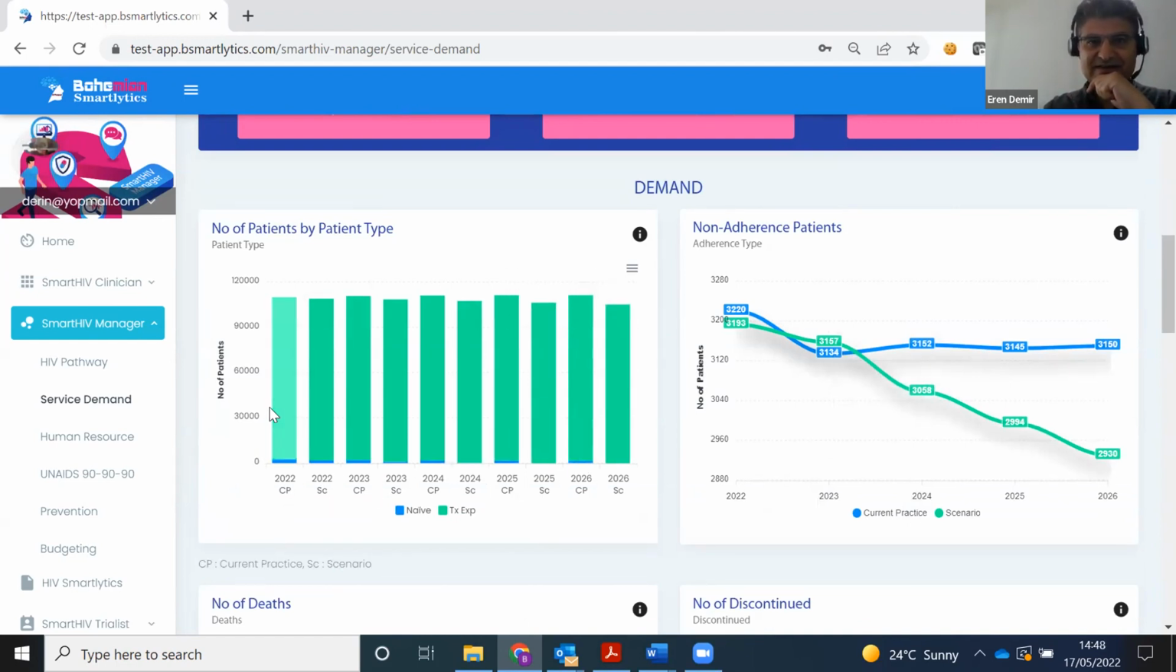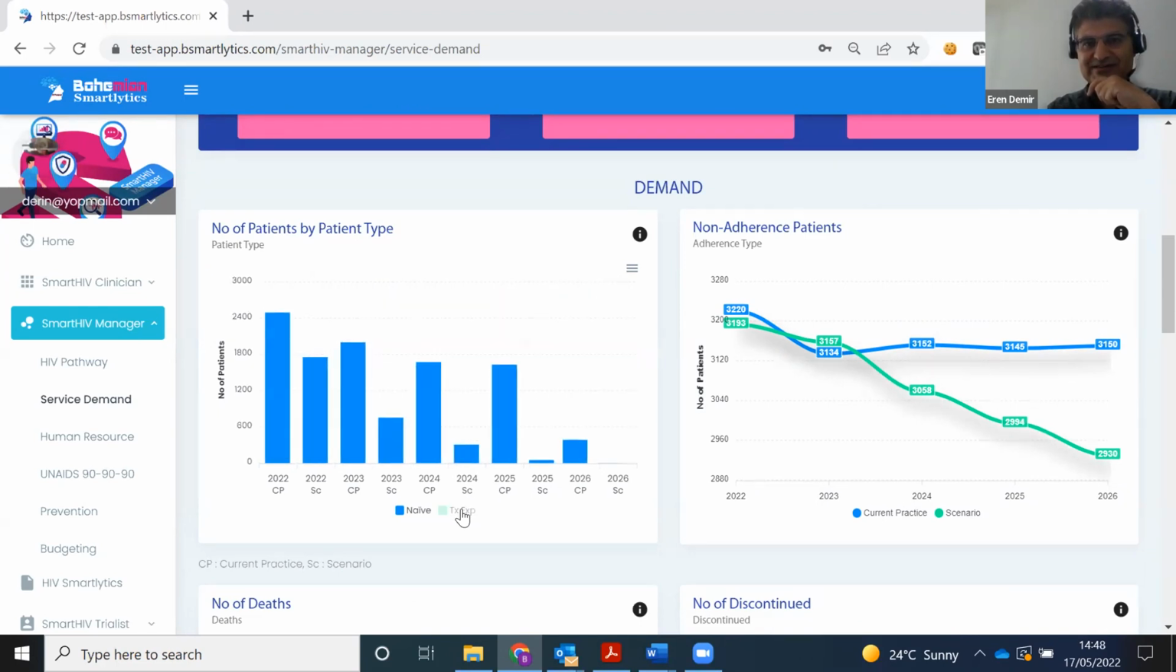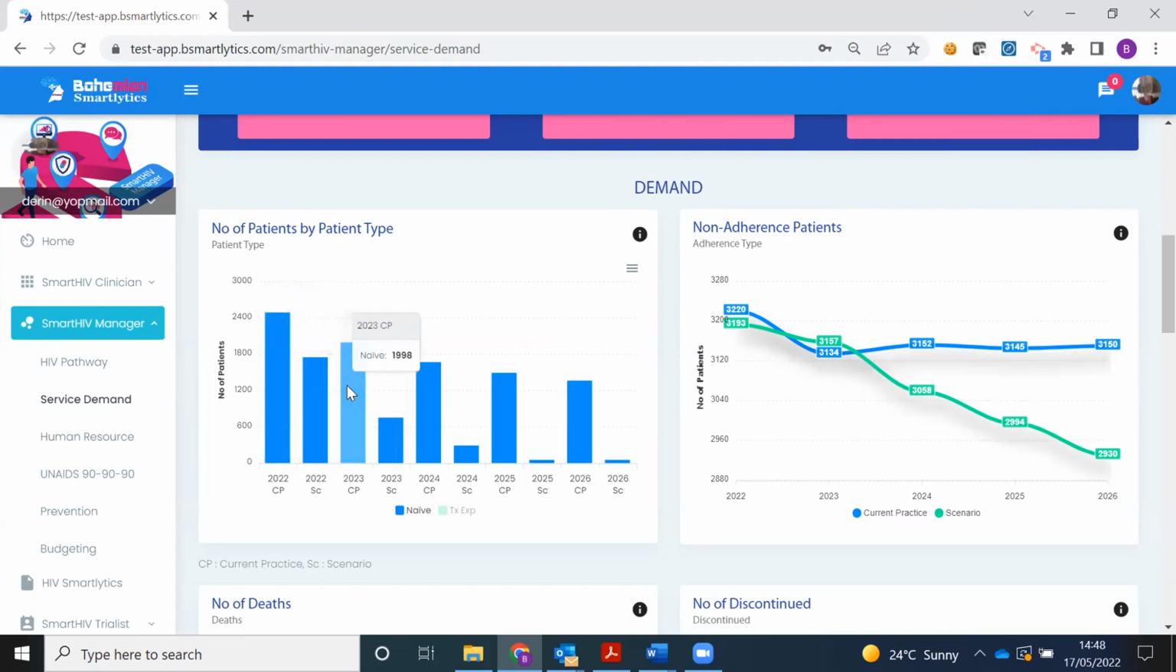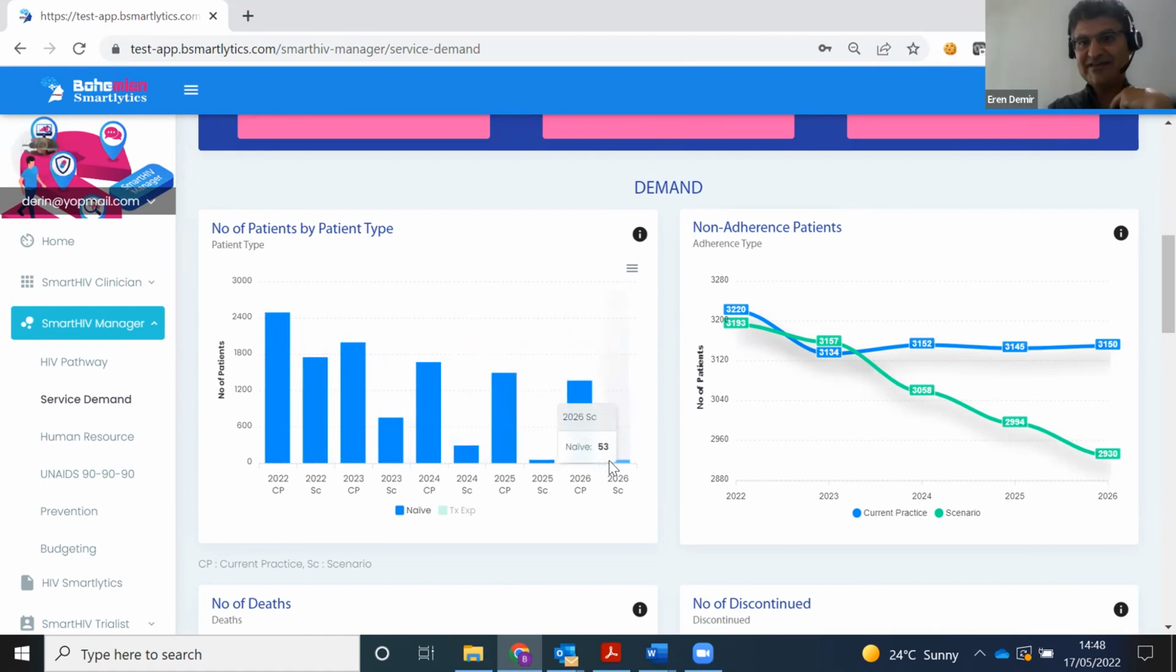So can you see in scenario 2, you can see the number of TX experienced coming down. But let's have a look at the new cases. What's happening, Simba? You expect about 2,500 patients in the year 2022, this year. That's the number because you've got 12,000 PEP. But if we increase to 20,000, look what happens. It goes down. So by the end of year 5, you have significantly reduced the number of new infections as a result.